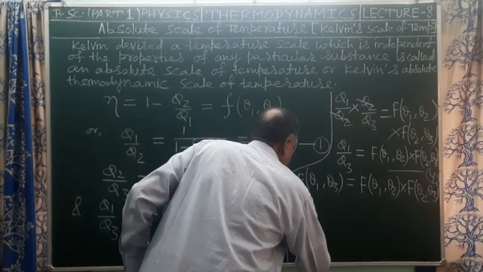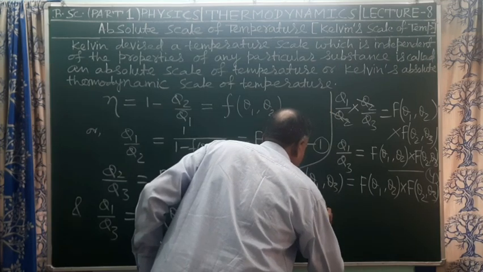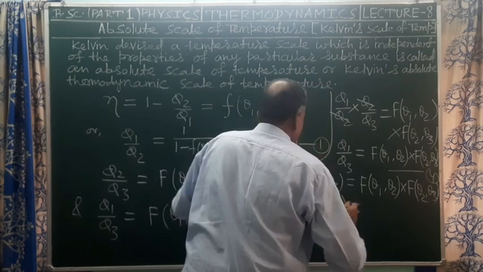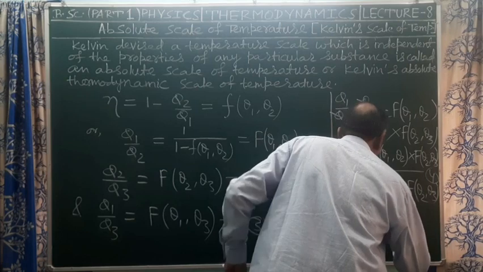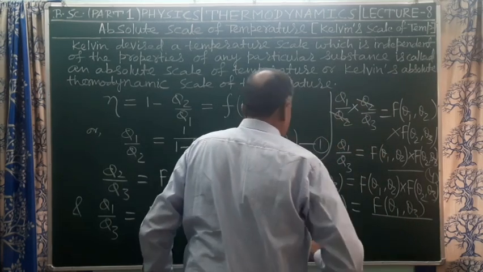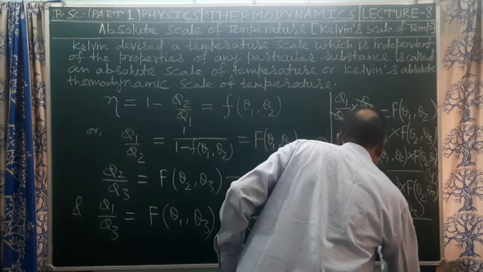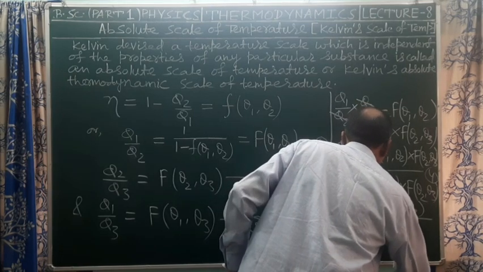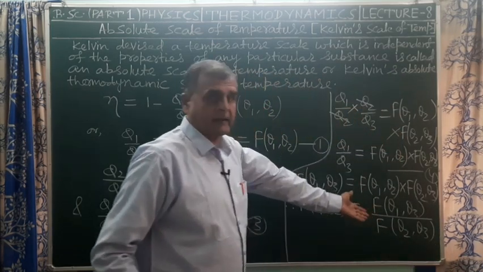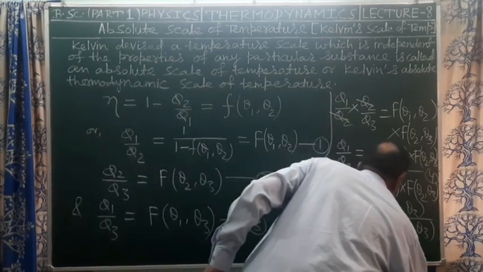Therefore, we can obtain capital F, which is the function of temperatures theta 1 and theta 2. So capital F theta 1, theta 2 equals capital F theta 1 comma theta 3 upon capital F theta 2 comma theta 3, and it is equation number 5.